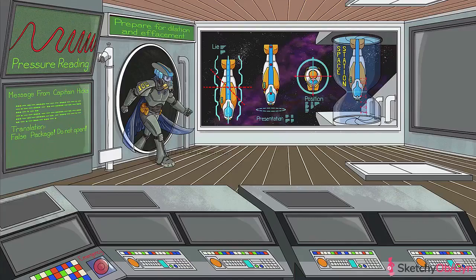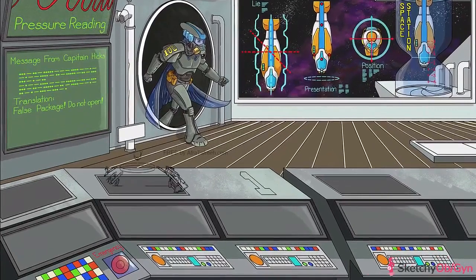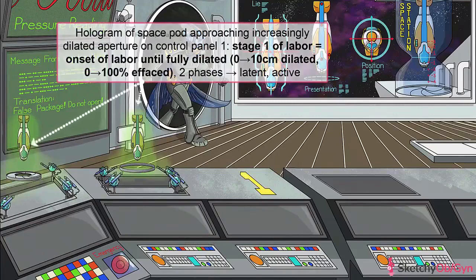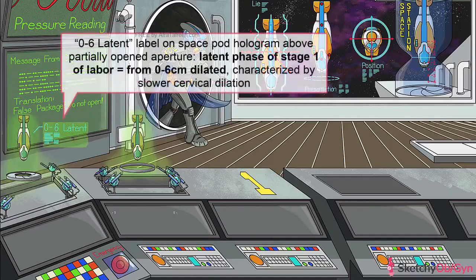Labor is divided into 4 stages. Stage 1 of labor spans from the time of the onset of labor until the patient is fully dilated to 10 centimeters. The first stage of labor is further divided into the latent phase and the active phase. The latent phase of the first stage of labor is the time from when the patient is 0 centimeters dilated to when she's 6 centimeters dilated. It's called the latent stage because cervical dilation tends to progress more slowly during this time.